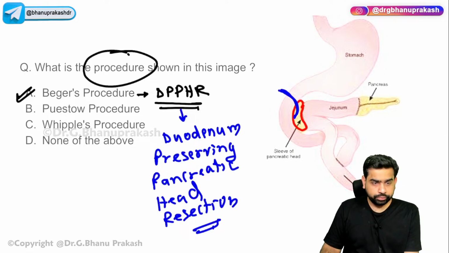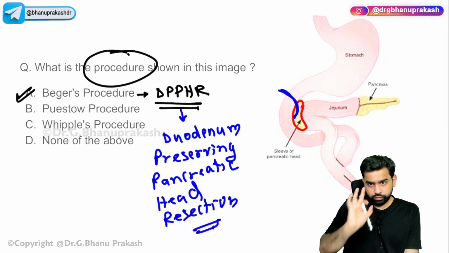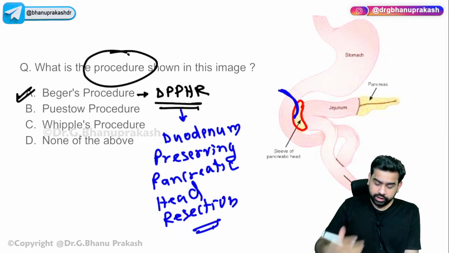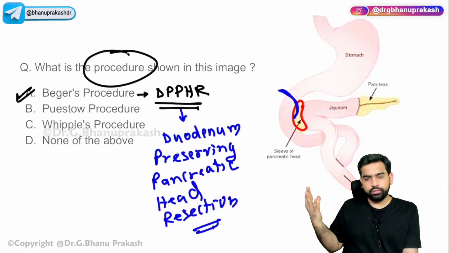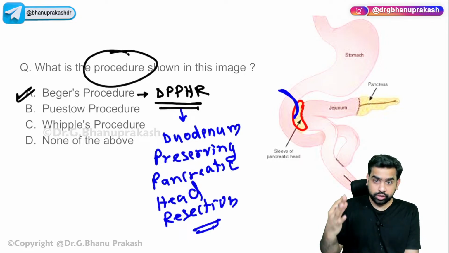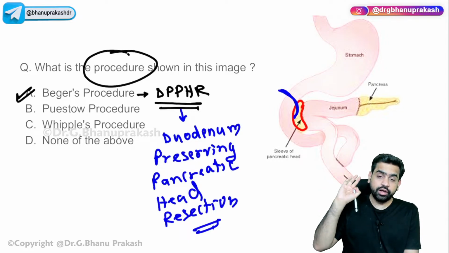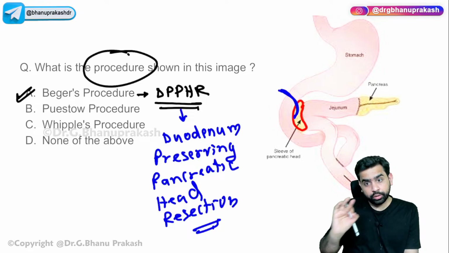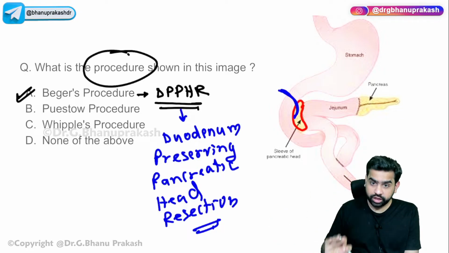Okay, everybody has understood? First of all, have you understood this DPPHR? This is the resection procedure. So where do you perform these procedures? You perform these procedures in patients with chronic pancreatitis. So this is a resection procedure: DPPHR, duodenum preserving pancreatic head resection.